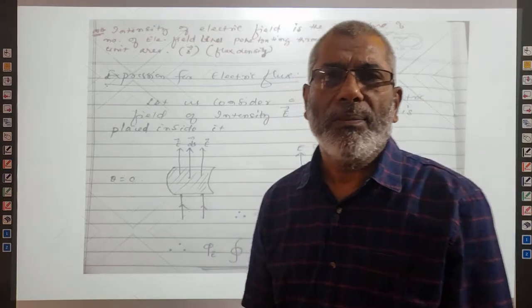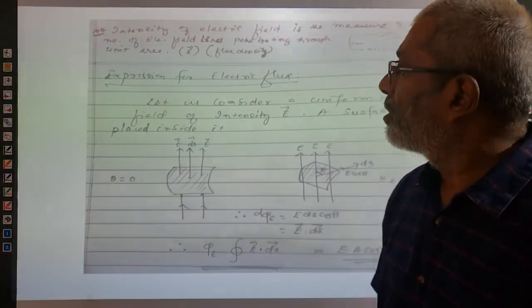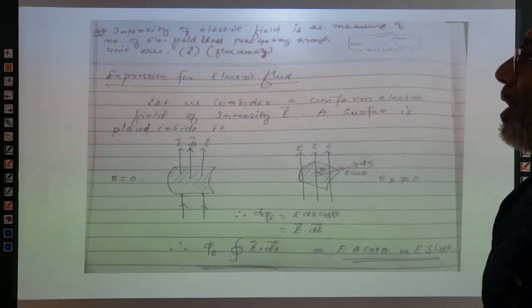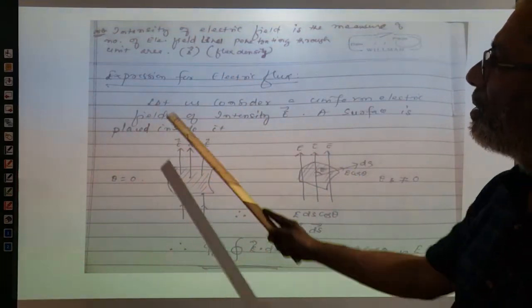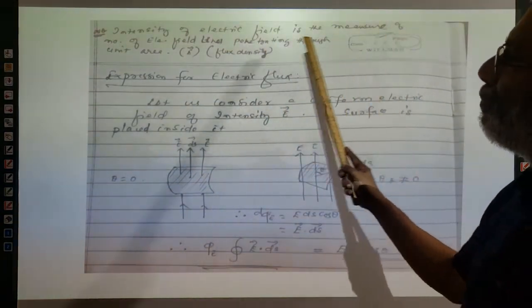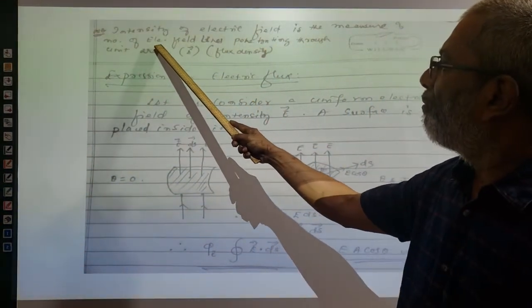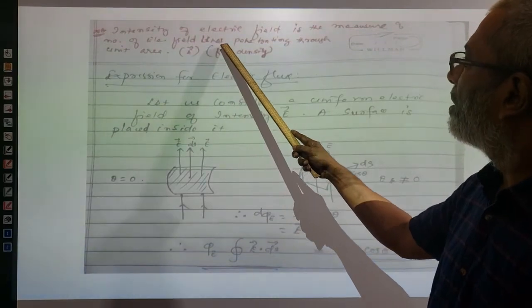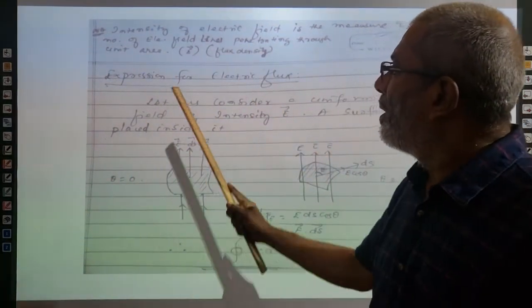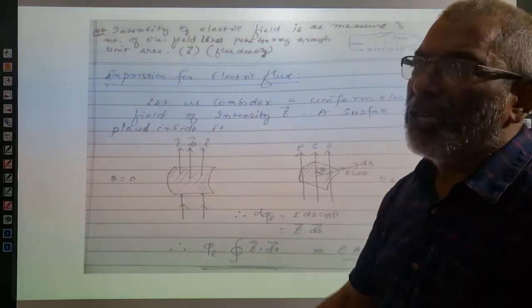Students, we are again moving forward with Gauss theorem in electrostatics. There is an addition written here with red ink. Remember this definition: intensity of electric field is the measure of the number of electric field lines penetrating through unit area. So this is also intensity of electric field.